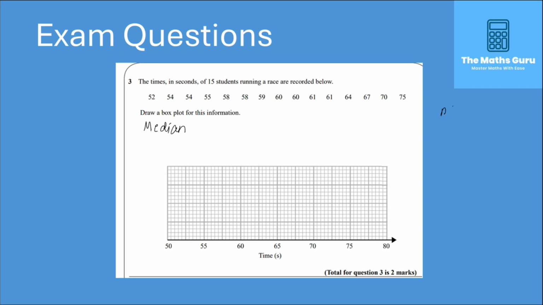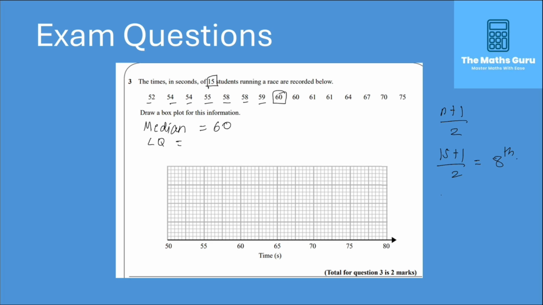Remember, the median is worked out by the formula n plus 1 over 2. In this case, it mentions that 15 students are here, so we have to do 15 plus 1 divided by 2, which is equal to 8. So we know the 8th value is the median of our set. So 1, 2, 3, 4, 5, 6, 7, 8. The median is 60.